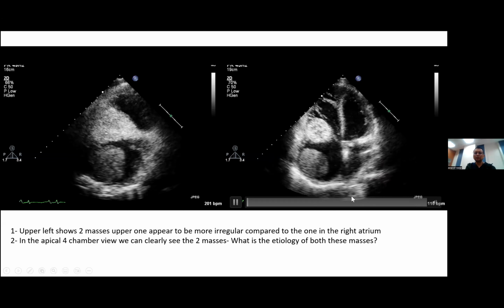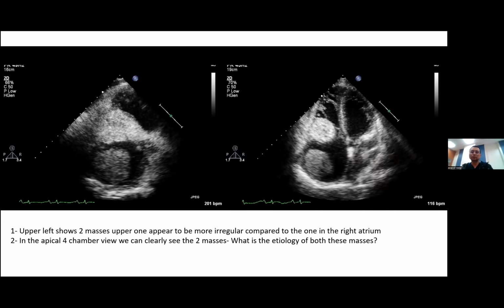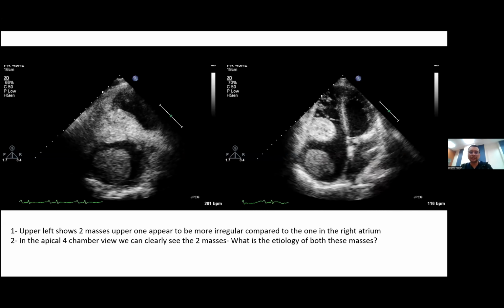So now we come into the realm of cardiac masses and their differential diagnosis. I just wanted to give you some tips, right? If someone asks you, what is the most common mass that you can see inside the heart? The answer is thrombus. The thrombus is the most common mass that you see inside the heart.